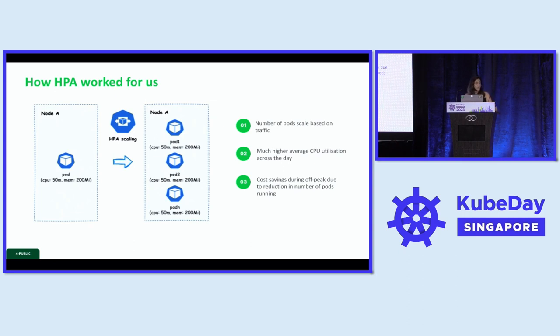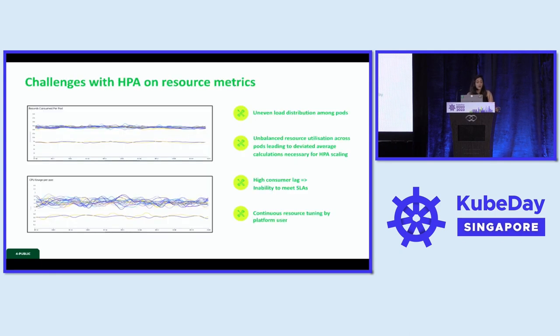And moreover, other than the resource efficiency, we could also improve on the cost effectiveness. So basically, during off-peak hours, because there was a drastic reduction in the number of pods that were running, that essentially meant that the number of Kubernetes nodes that were required at off-peak hours were also significantly less. And hence, it helped us to achieve that cost effectiveness that we were looking for. So we definitely did achieve the goals that we were looking for in terms of resource efficiency and cost effectiveness.